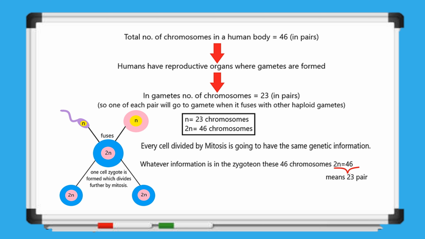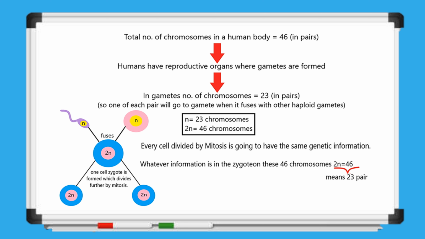During fertilization, a sperm cell, denoted by N, and an egg cell, also denoted by N, merge to form a zygote, which now has the full set of 46 chromosomes, denoted by 2N. This restores the diploid number of chromosomes, with half coming from the father and half from the mother.